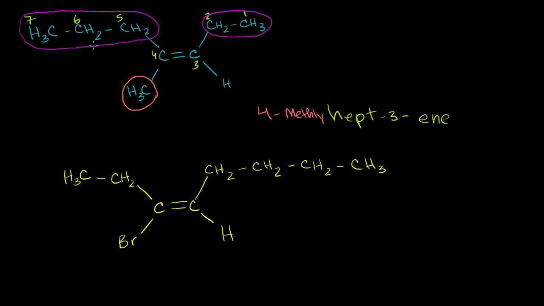So now when we're trying to decide whether it is Entgegen or Zusammen, we look at these two groups. And we see that they are sitting on the same side of the double bond. They're both above the carbons. They are closer to each other. So this molecule is Zusammen, which on some levels you can think of as the same thing as cis, but cis and trans stop applying when you start having more than 2 functional groups. In this case, we have 3. So we would call this Z-4-methyl hept 3-ene, and that's because the higher priority functional groups are on the same side of the double bond.